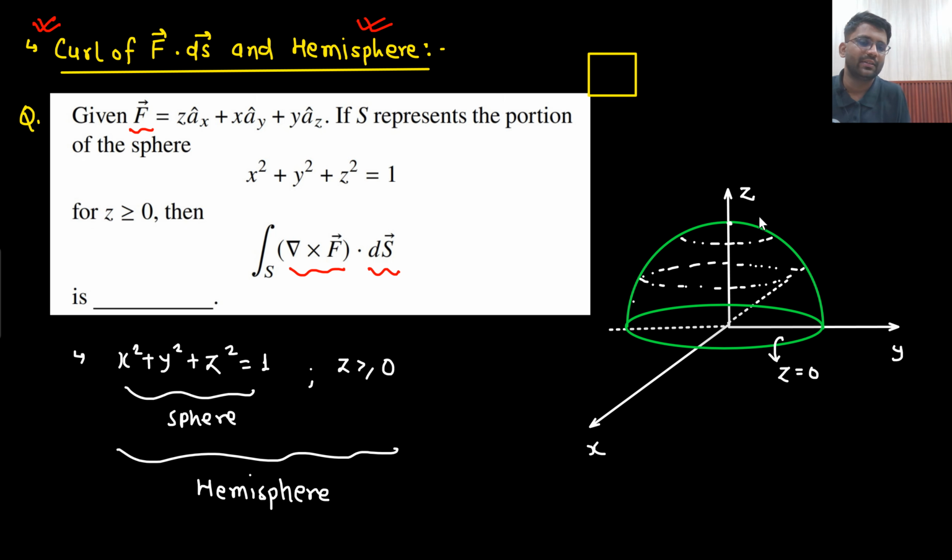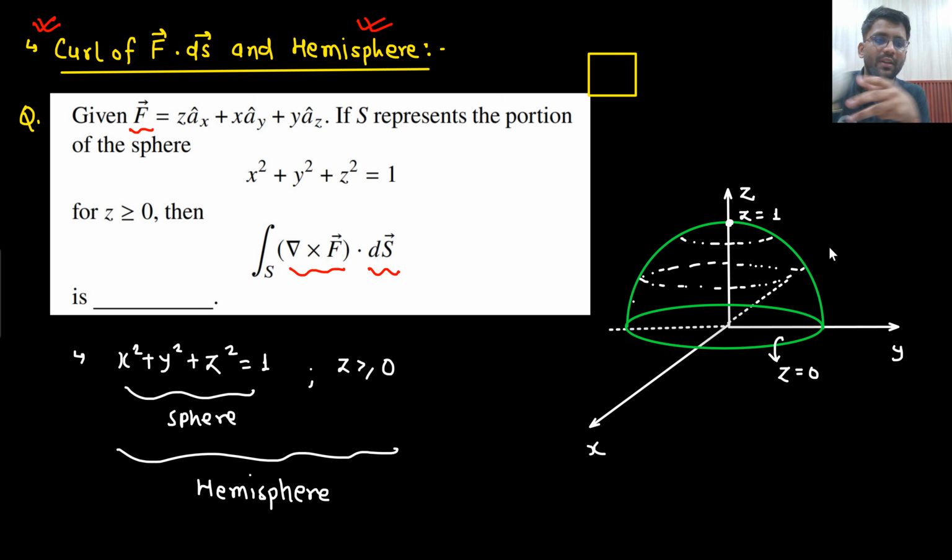Here what will be the value of z? Z will be equal to 1 here. X square plus y square equals 0, no? Here the equation of the circle is x square plus y square equals 0, so z will be equal to 1 here. Right? So only through this surface you are supposed to find out, not through the downward surface.